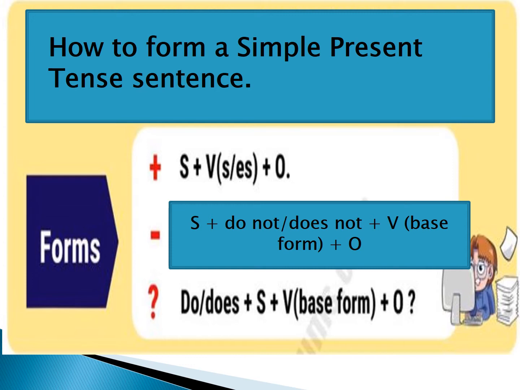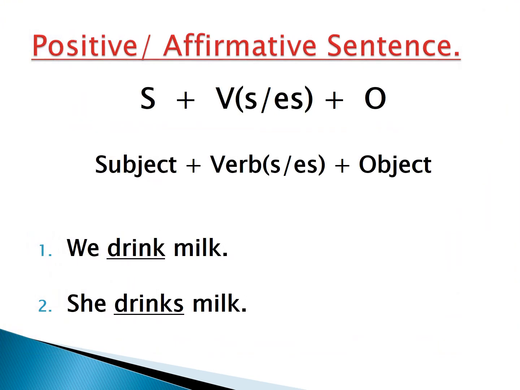How to form a simple present tense sentence? In a positive simple present tense sentence, we have the subject, verb, and object. We drink milk. She drinks milk. But if you look at the verb drink, in the first sentence it is drink and in the second one it is drinks. We'll discuss why it is.